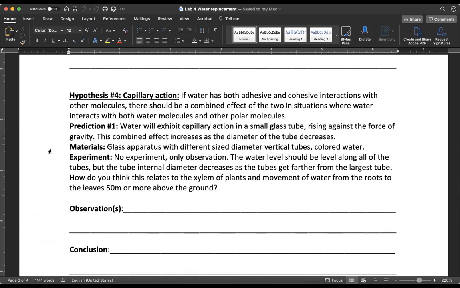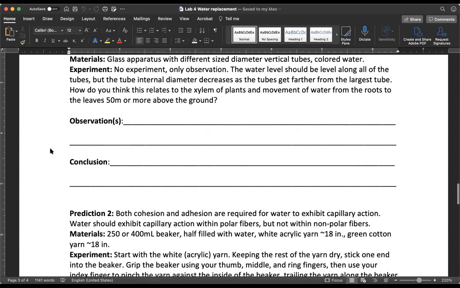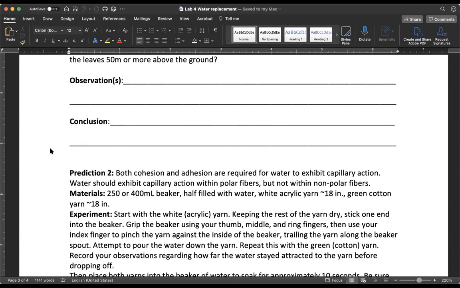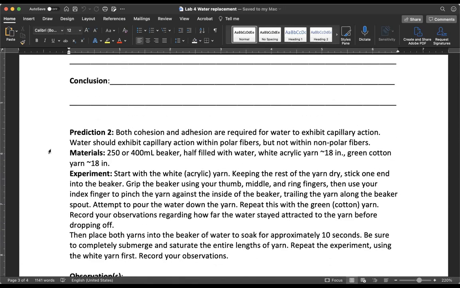Again, the capillary action was demonstrated by the glass apparatus with the different size diameter vertical tubes, the water being pulled highest in the smallest diameter tube. Capillary action is a combination of both adhesion, water sticking to glass, and cohesion, water sticking to other water. Remember, it's the adhesion that pulls the water up the tube. The cohesion keeps the column of water constant, keeps water behind the water at the top of the column.